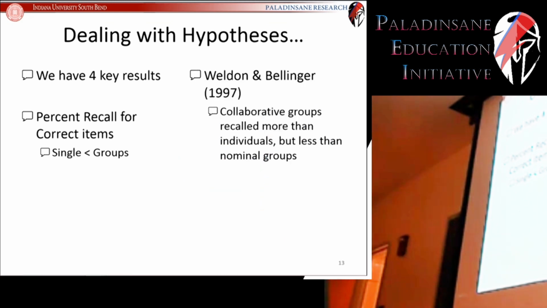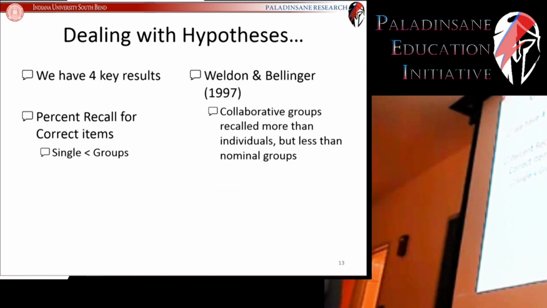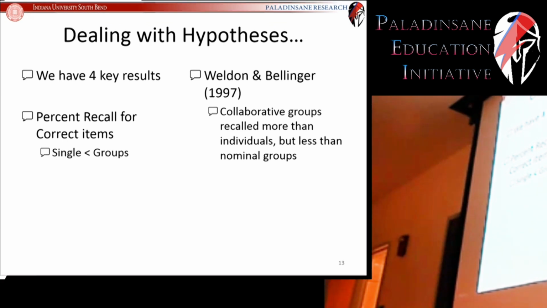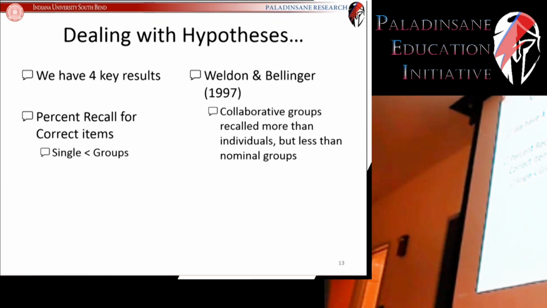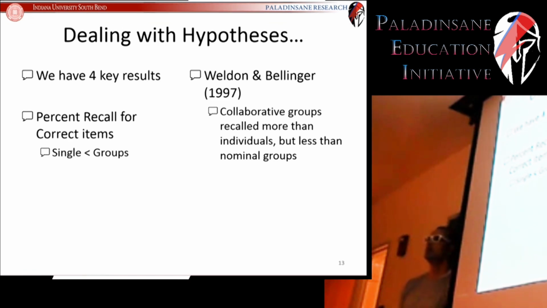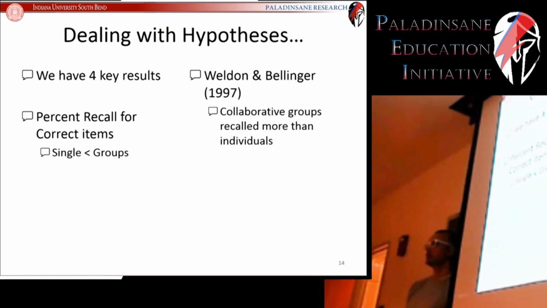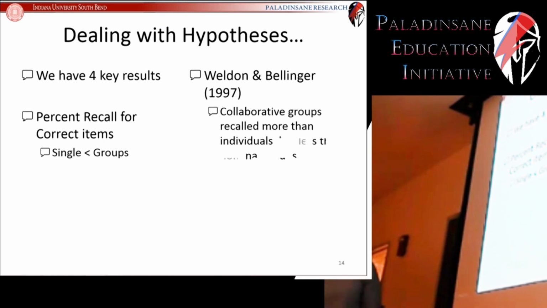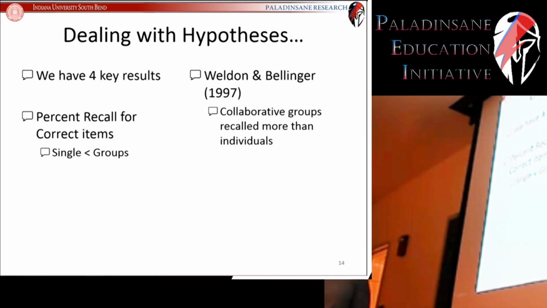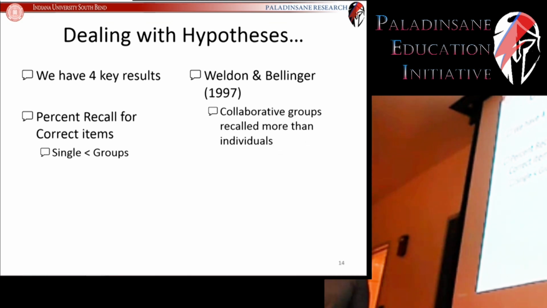So the next thing here is you take a statement like this, where in Weldon and Bellinger, collaborative groups recalled more than individuals, but less than nominal groups. And sometimes you'll see a theory like this, or a result like this, and you want to use part of it, but you can't use all of it, because we didn't have nominal groups. We didn't do that aspect of it. So you can just take that out, and you can say, all right, well, Weldon and Bellinger said this, but what applies to our situation is that collaborative groups recalled more than individuals.